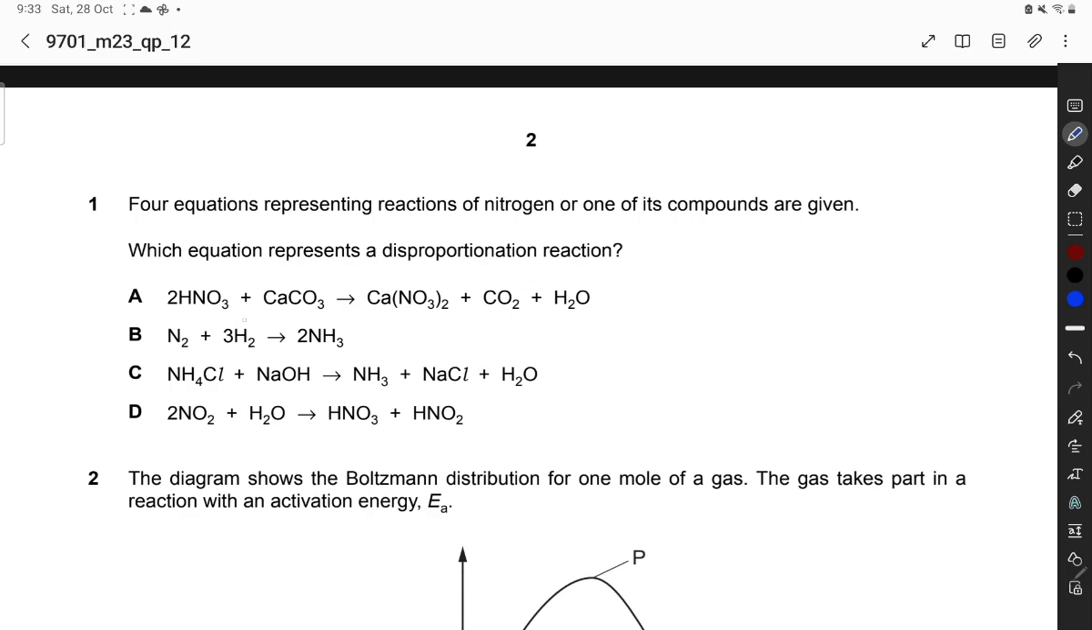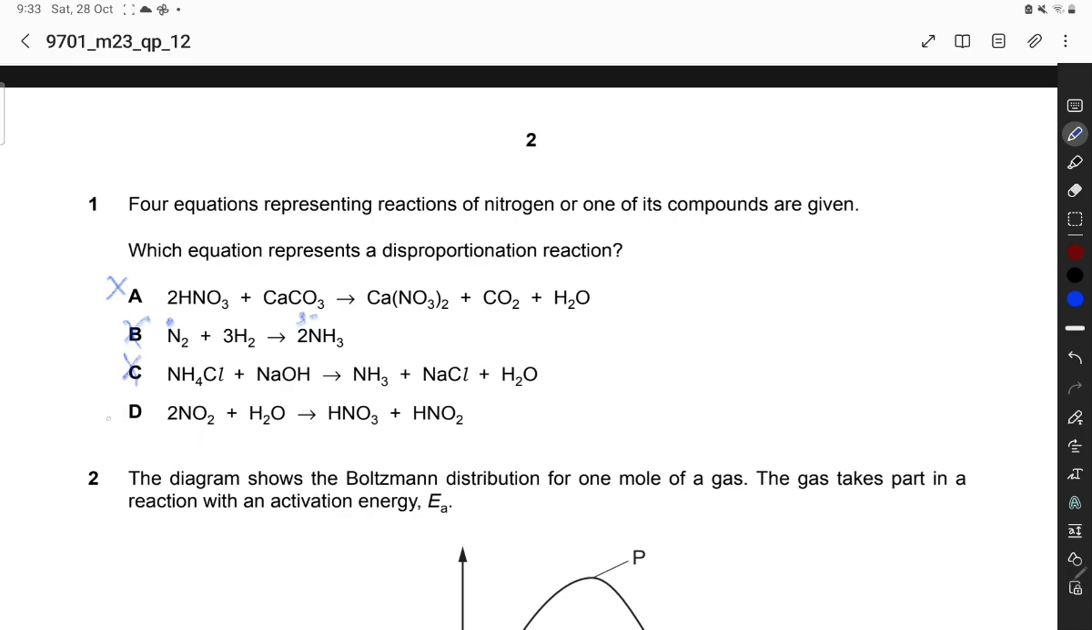Nitric acid and calcium carbonate. This is a neutralization reaction, so this is not redox. Nitrogen and hydrogen to form ammonia. This is also not redox. This is redox, but not a disproportionation reaction. So it is also incorrect. Ammonium chloride and sodium hydroxide form NaCl and water. This is also not a disproportionation reaction, so it is also incorrect.